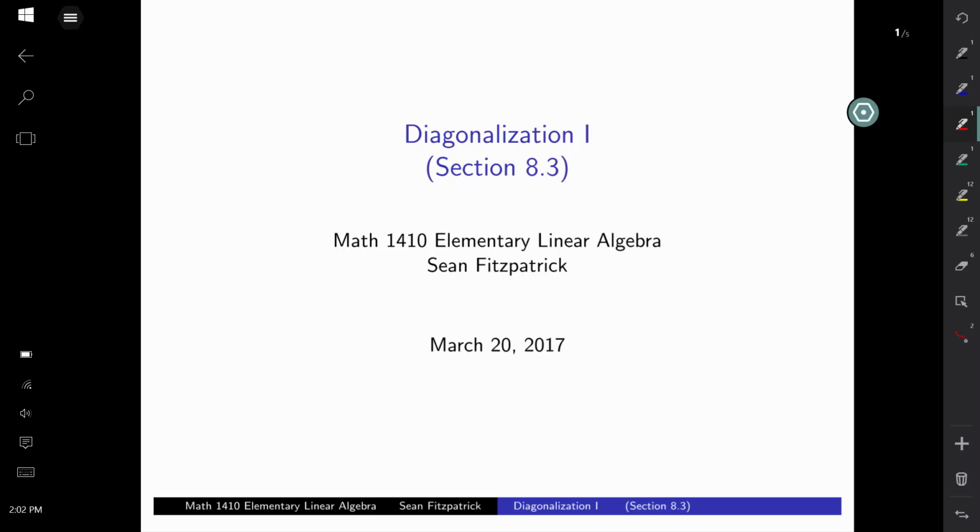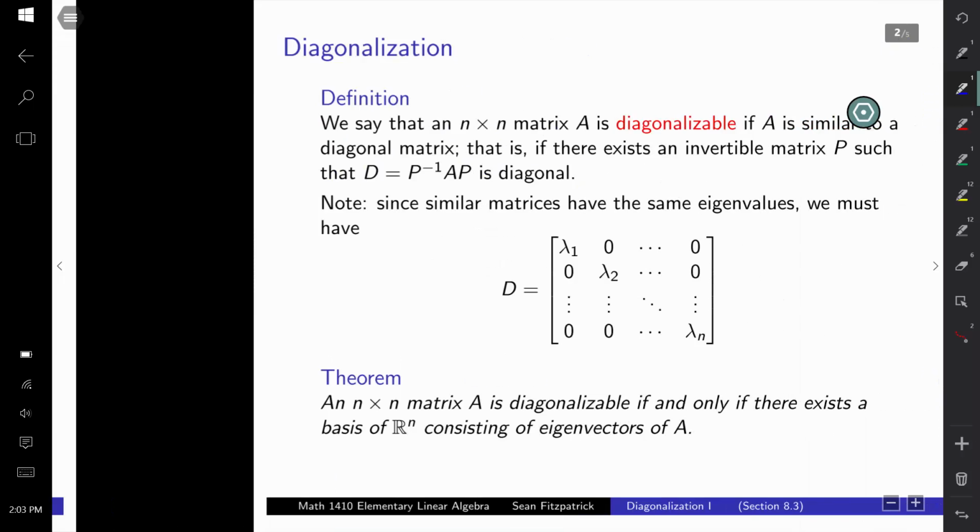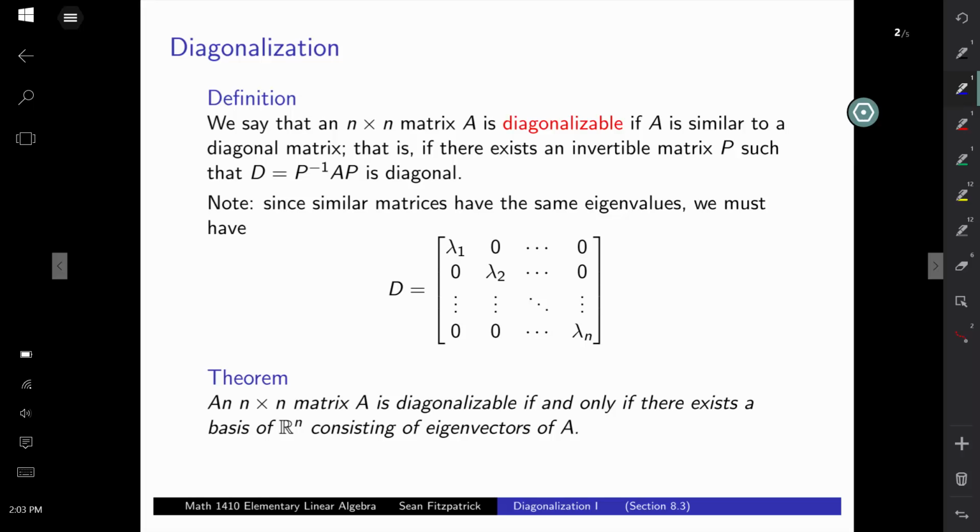But we also saw in those last few examples that we looked at in the previous video that when you have a repeated eigenvalue, you might get more than one eigenvector coming with that eigenvalue, and you might not. And that kind of question of how many eigenvectors come along with a repeated eigenvalue is very closely related to this question of whether or not you can diagonalize a matrix. Okay, so what does it mean to diagonalize a matrix? Well, we say that we can diagonalize a matrix A if A is similar to a diagonal matrix.